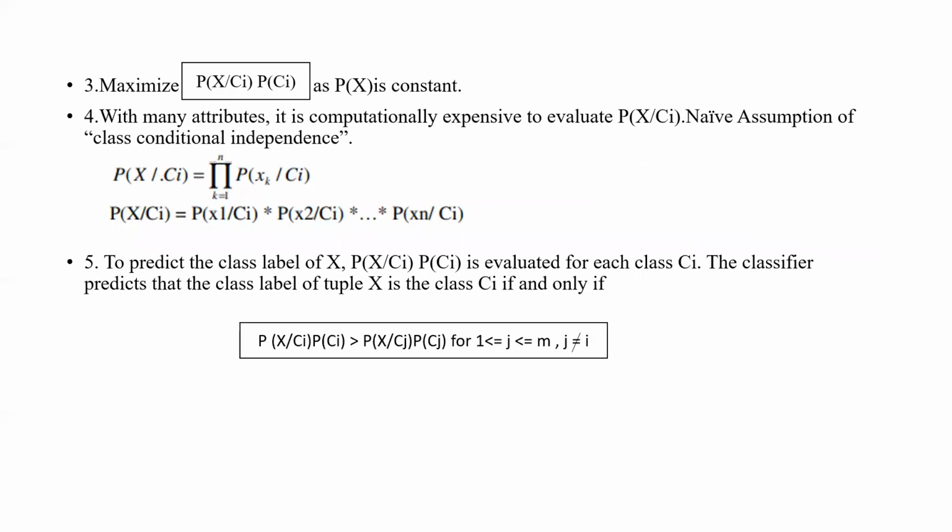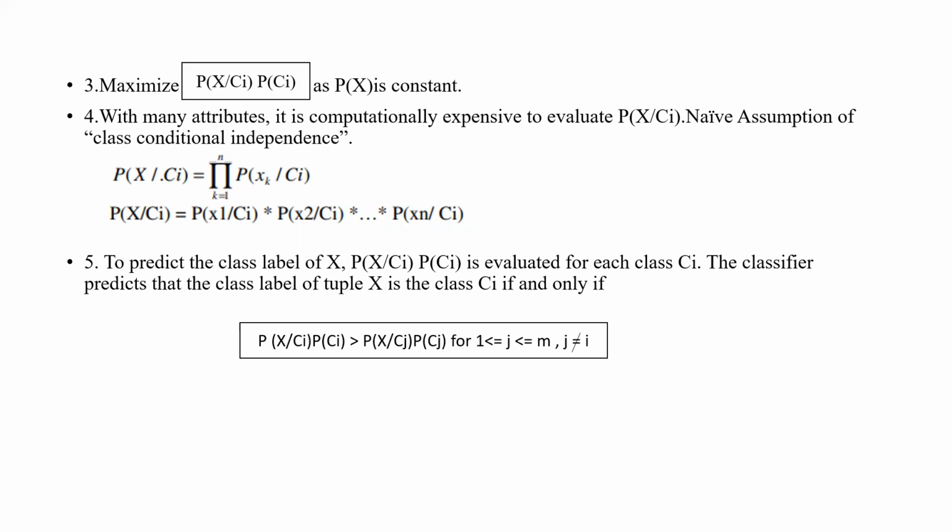Now, after doing the second step, we move on to the third step, where P(X) is considered to be constant for all the classes, and only P(X|Ci)P(Ci) needs to be maximized. So we maximize this term. If the class prior probabilities are not known, then we commonly assume that these classes are equally likely.